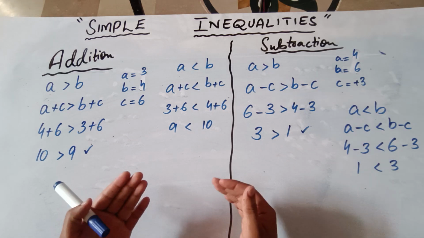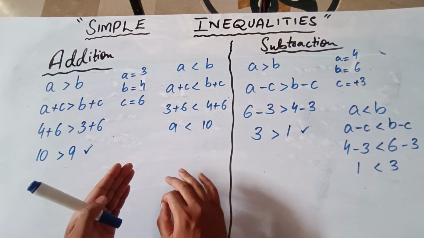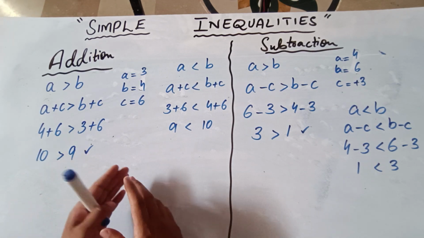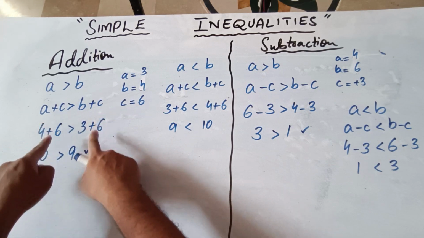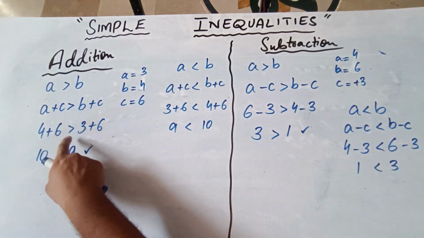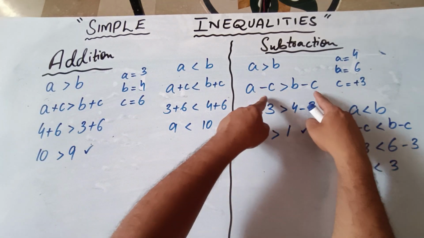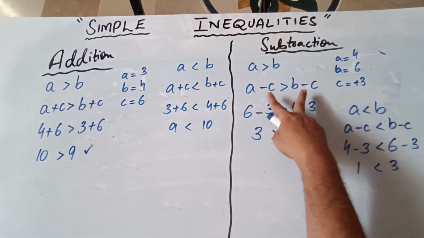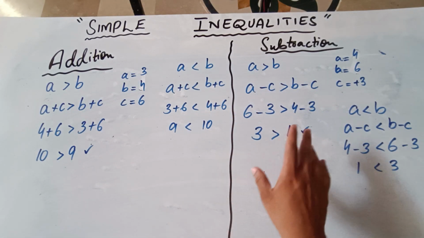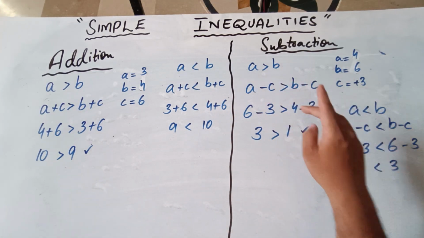So it means that in case of addition and subtraction, if we add a constant number on both sides, the inequality sign will remain the same. And if we subtract a constant number from both sides of the inequality, the original inequality will remain the same.